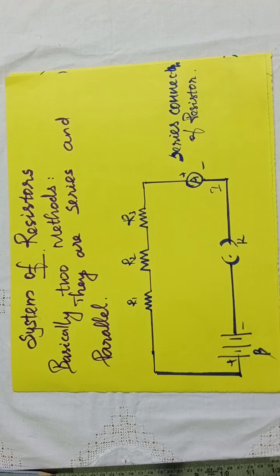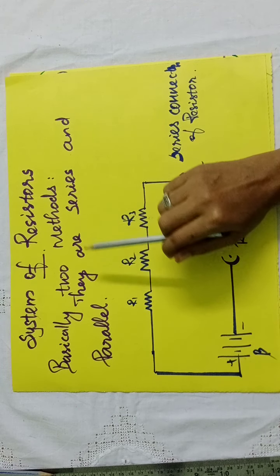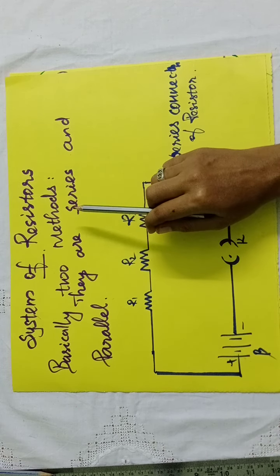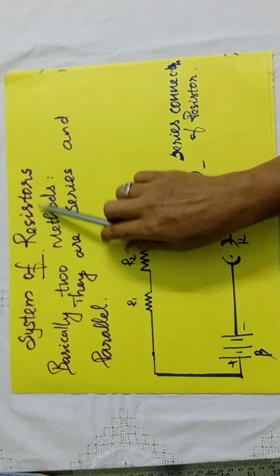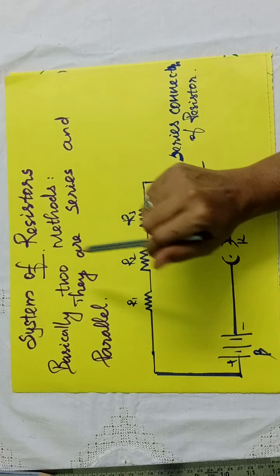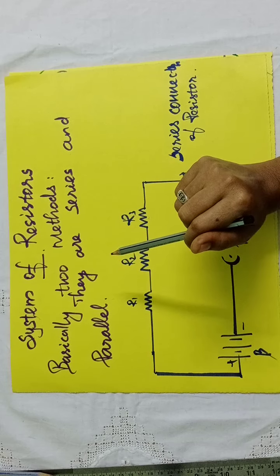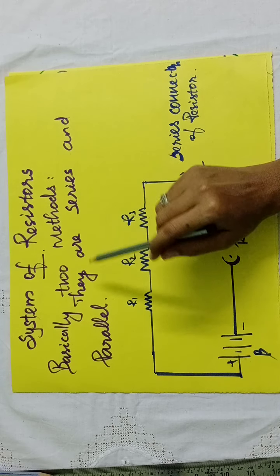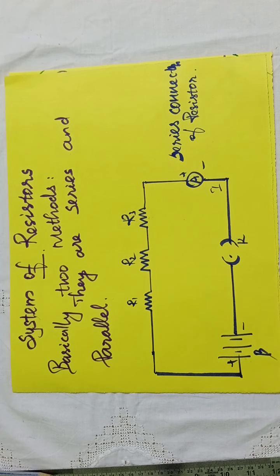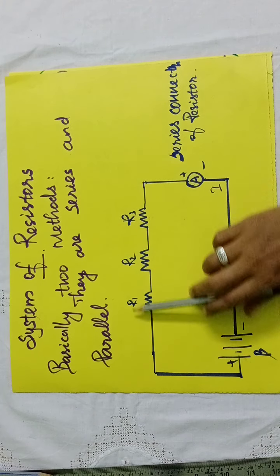A combination of resistors is known as a system of resistors. Resistors can be connected in various combinations. Basically there are two methods: series and parallel.